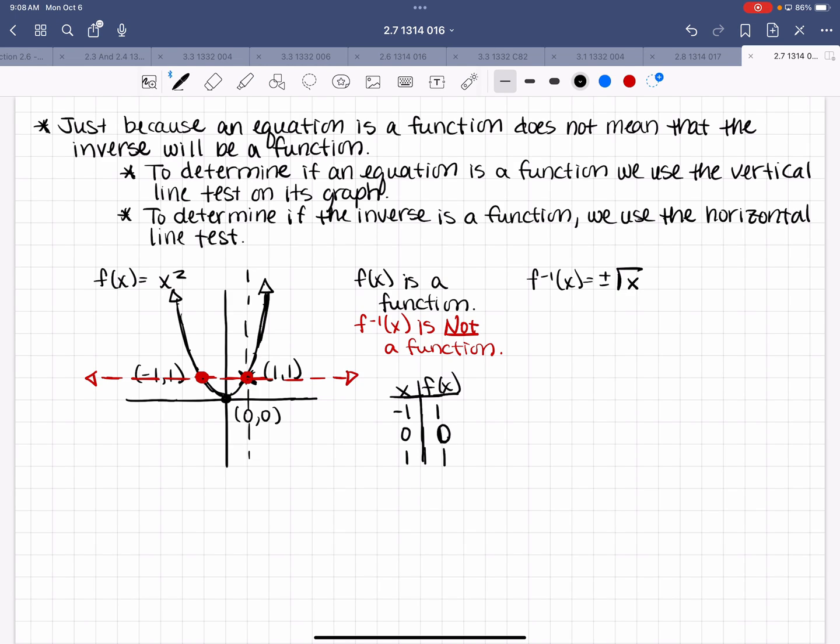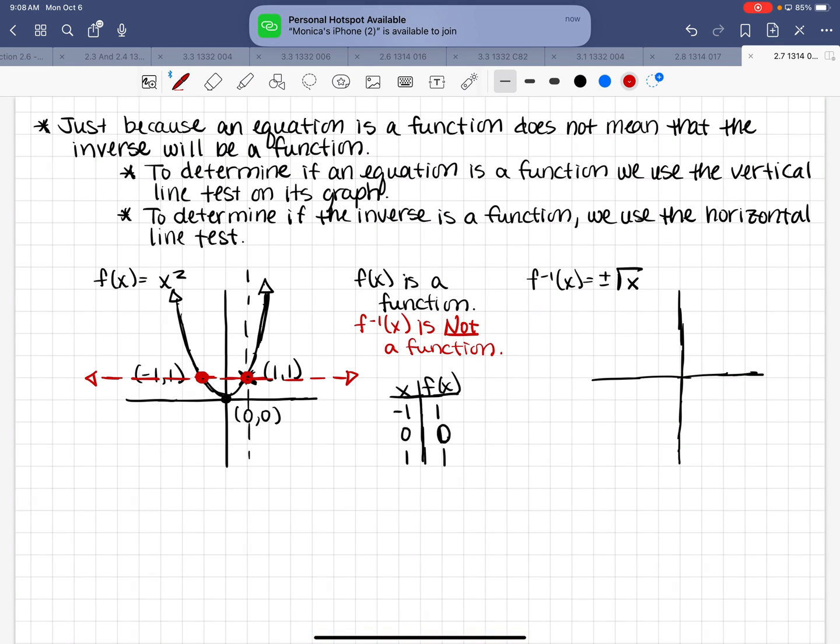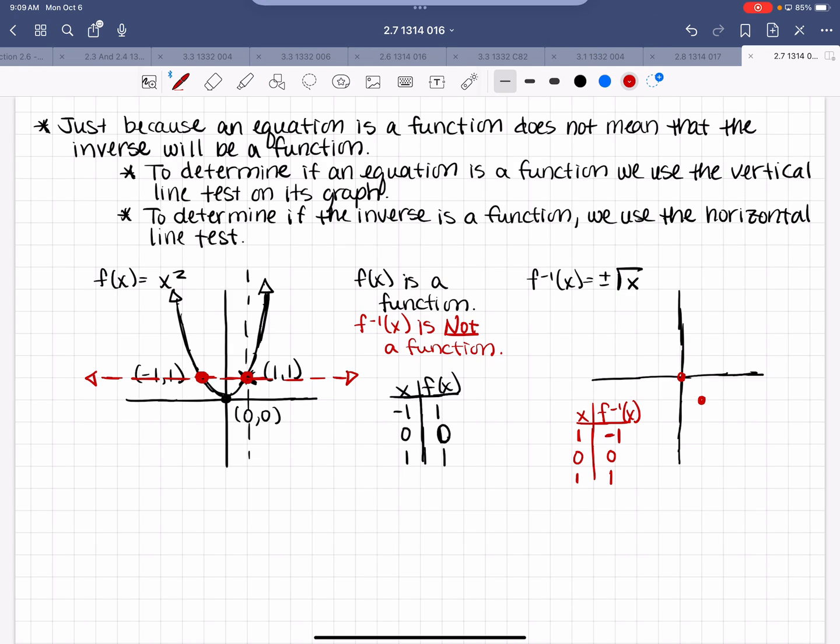Okay? Well, when I go to graph its inverse, what do I always tell you to do? Switch x and y. So I'm going to switch the x and y on those points. So if I have x and I have inverse f of x, those points are going to turn into 1, negative 1, 0, 0, and 1, 1. Okay? All I did was switch the values in the table. So I have the point 1, negative 1, the point 0, 0, and the point 1, 1.